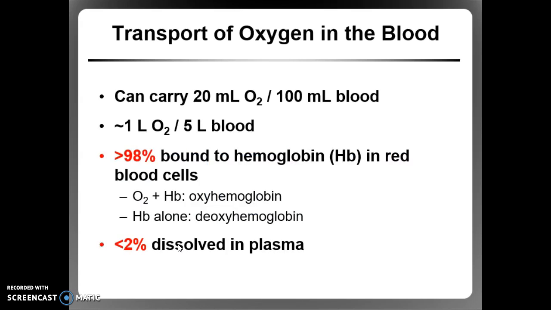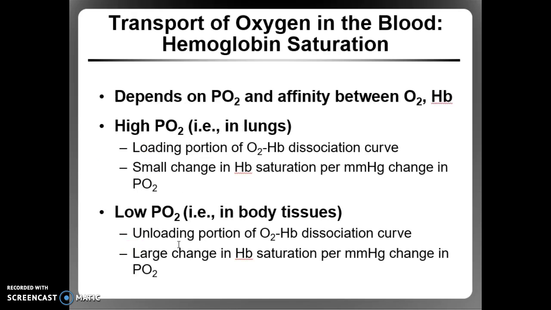So we transport oxygen. Over 98% of it is bound to hemoglobin. Okay, so we can call it oxyhemoglobin. Hemoglobin alone is deoxyhemoglobin, obviously without oxygen, but hemoglobin is going to carry oxygen throughout our blood. And now as we talk about unloading oxygen from hemoglobin, there's this saturation curve, and I want to make sure that we understand how we unload oxygen from hemoglobin.